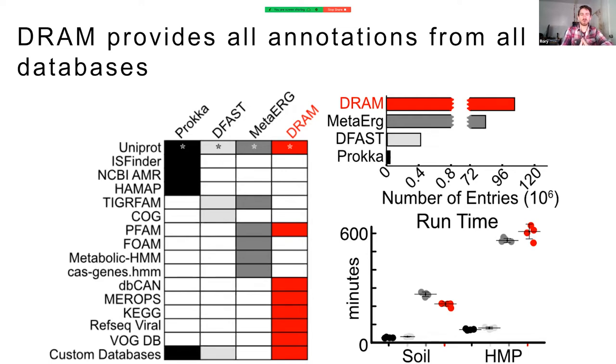But I wanted to take a brief moment to discuss how DRAM compares to some of its competition and contemporaries. So we provide more annotations, essentially, is our sales pitch. And we provide more complete annotations with a reasonable amount of runtime, considering how massive the data is. I actually don't know if anyone can see my pointer, but we're talking about huge amounts of data in a reasonable runtime. DRAM is a little bit slower than the competition right now, but we're hoping to fix that in the 2.0 release.